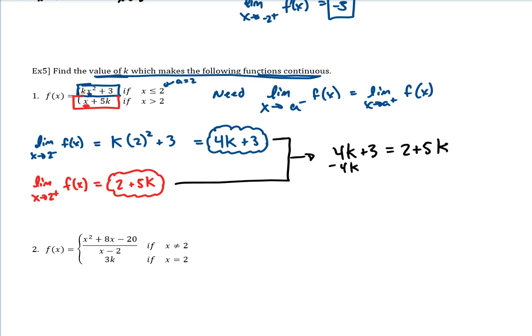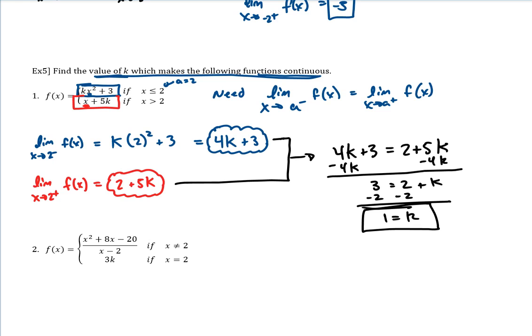I'm going to subtract 4k from both sides, and you could do these in different ways, but I would be left with 3 equals 2 plus k. And then if we subtract 2 on both sides, it looks like we would get k equals 1. Okay, and then that's it. Let me change that to make it look a little better, because sometimes it looks like R. There's my k equals 1.